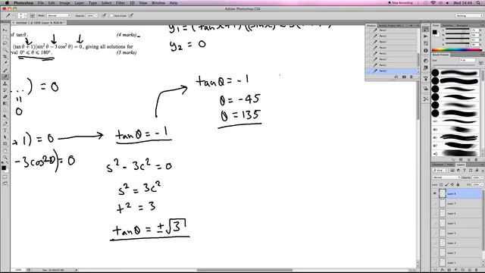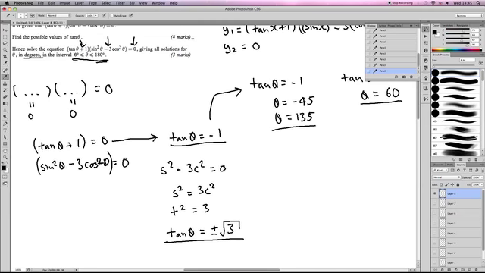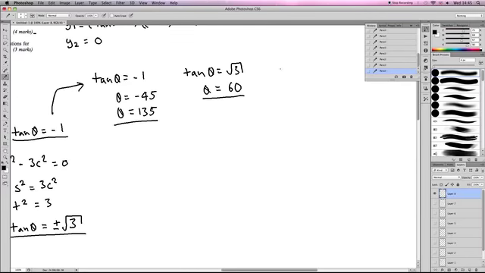Next one, I've got an answer for tan theta equal to root 3. So I'm going to inverse tan the square root of 3. And that gives me an answer of 60. And you can double check if there's any other angles by plussing 180 or minusing 180, and they both are outside of 0 and 180. So that's one answer there.